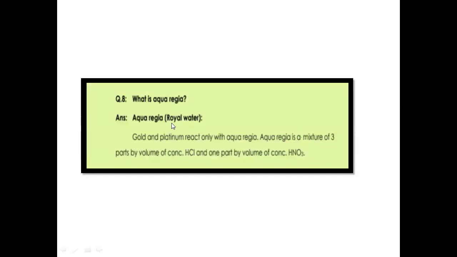Question number 8, what is aqua regia? Aqua regia is also called royal water. Gold and platinum react only with aqua regia. I told you gold and platinum are called noble metals. They do not react with any acid or any base or any oxidizing agent. They only react with a special type of solution called aqua regia. Aqua regia is a mixture of 3 parts by volume of concentrated HCl and 1 part by volume of concentrated nitric acid, and it is also called royal water.